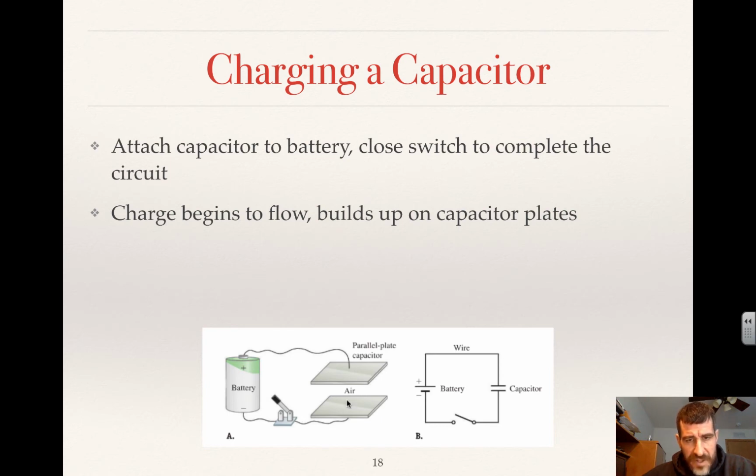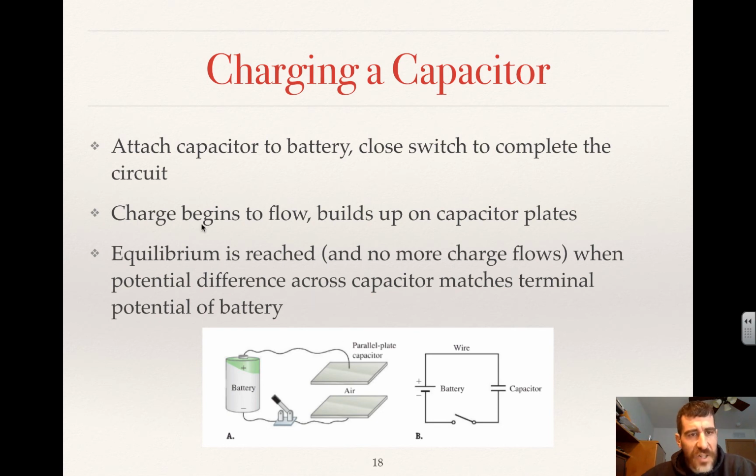And what will happen, of course, there's this gap of air insulator between the capacitor plates. So charge is going to build up. We'll actually get negative charge on one of the capacitor plates, positive charge, or an absence of negative charge, on the other plate. So eventually you're going to reach equilibrium, so no more charge is going to flow when the potential difference across the capacitor matches the terminal potential of the battery. So if you have, say, a 1.5 volt battery, eventually your capacitor is going to charge up until the potential between the plates is 1.5 volts.